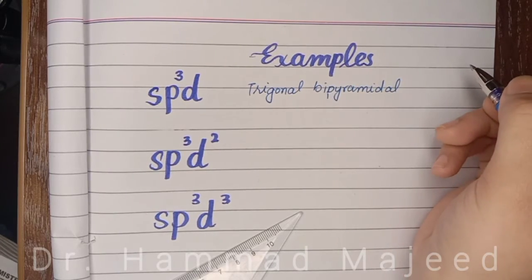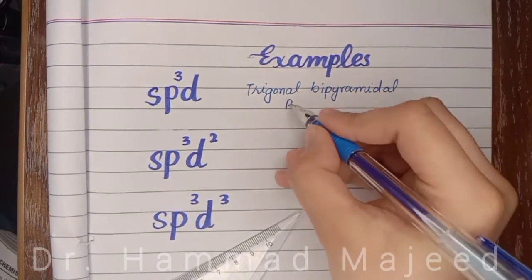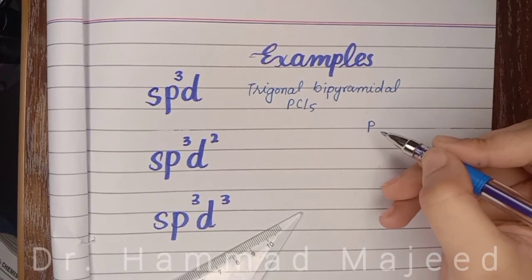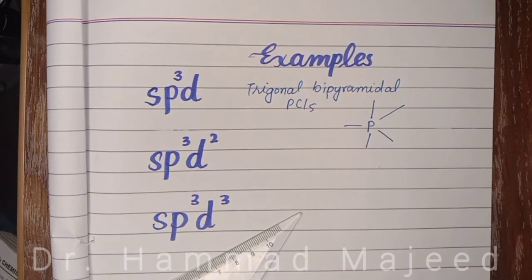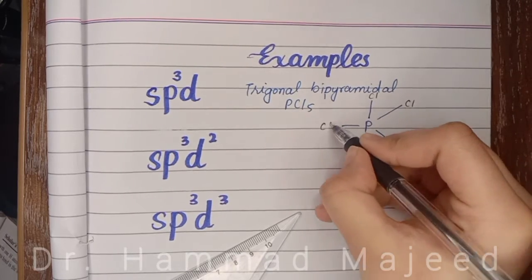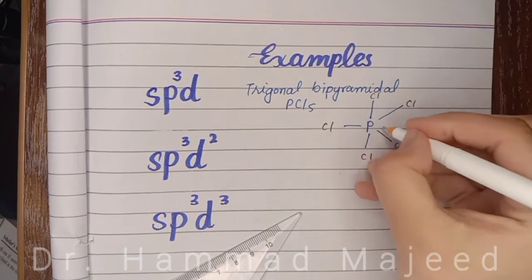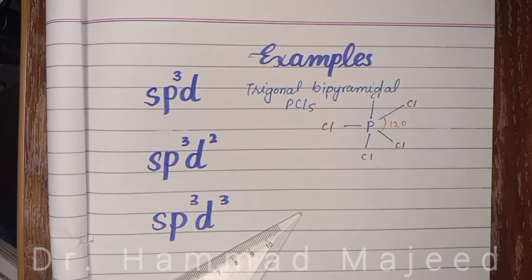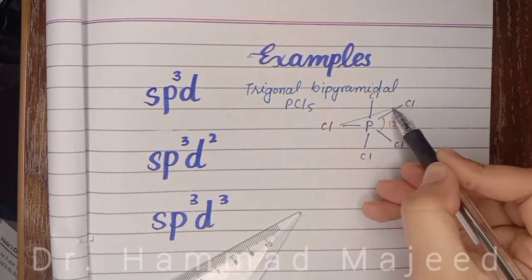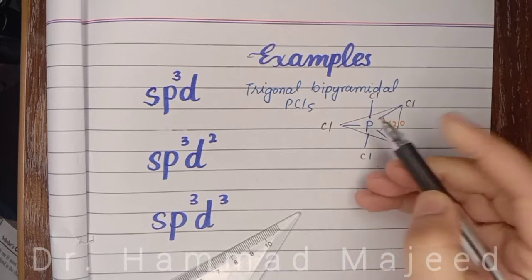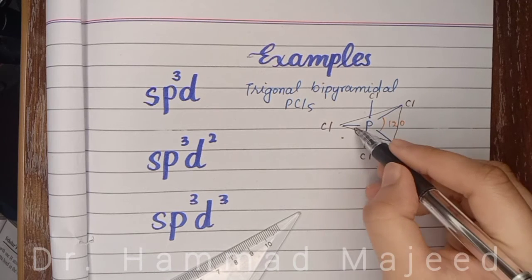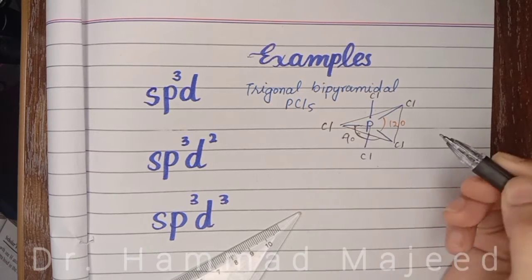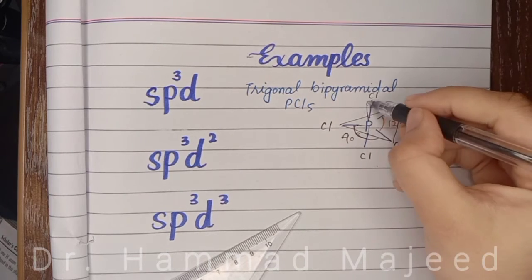The example is PCl5. There are 5 hybridized orbitals. P undergoes hybridization, forming the 5 hybridized orbitals. Then the p orbitals of Cl, which is chlorine, overlap with the sp3d hybridized orbitals. The structure formed is of this shape. There is a cone and 2 pyramids, which means bipyramidal.